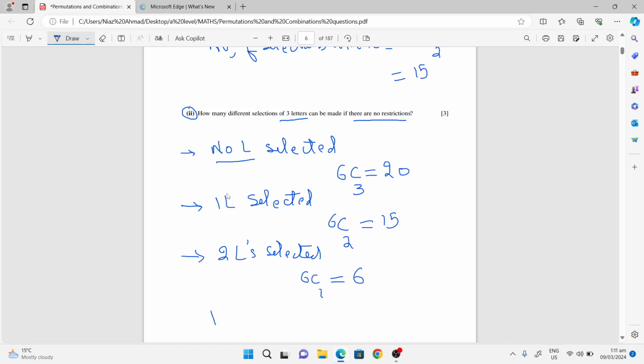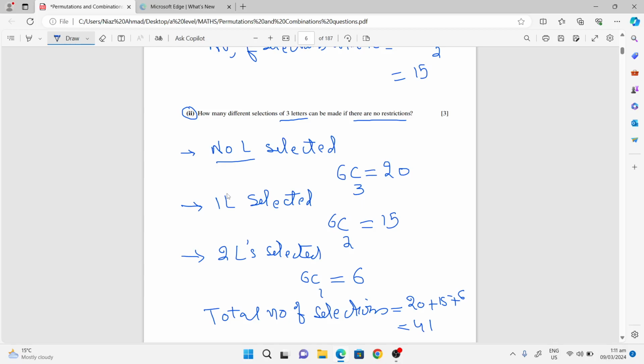So total number of selections would be 20 plus 15 plus 6, giving you 41. So it was a very easy question.